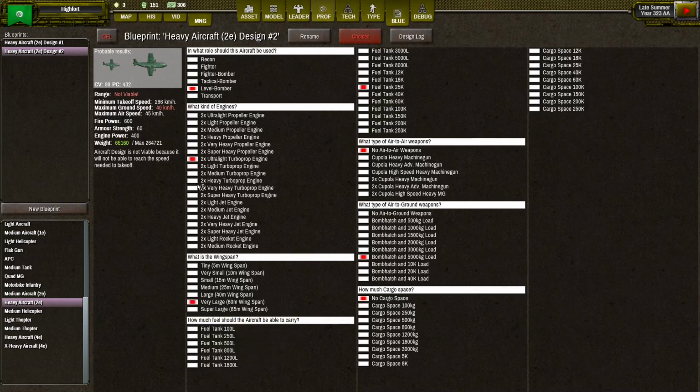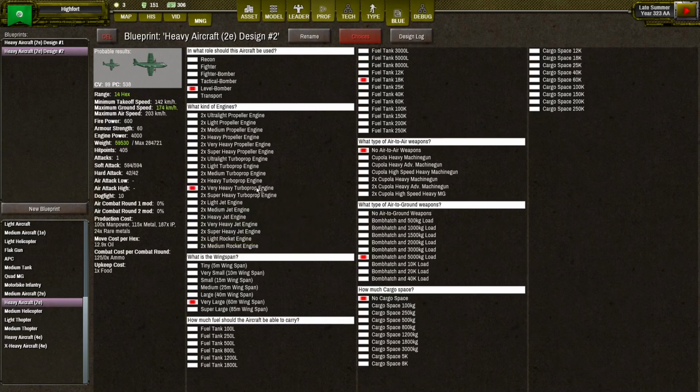No. So maybe use the heavy turbopropeller engine. So maybe a very heavy turbopropeller engine, because this aircraft has two engines and I need to use two very heavy engines, and you can see 14 hex range. Maybe super heavy. No, it doesn't change too much, but the wingspan is quite big. We can play a bit. Even you can see if I get the largest wingspan, I have 16 hex range.